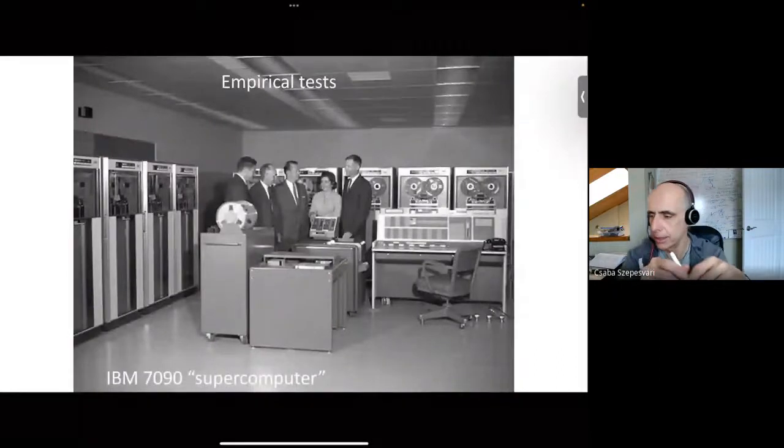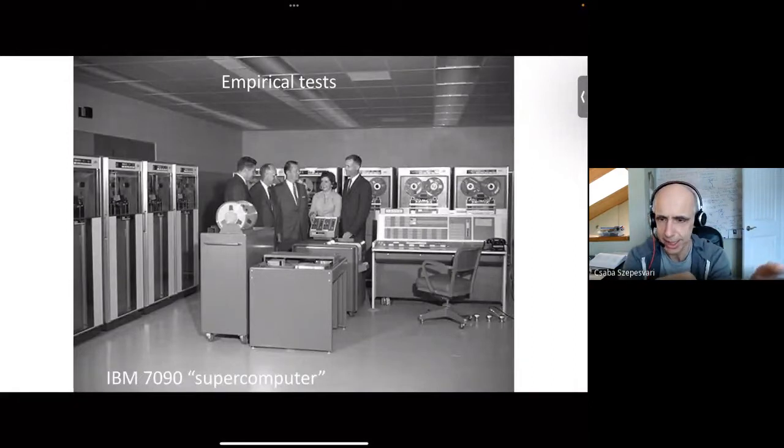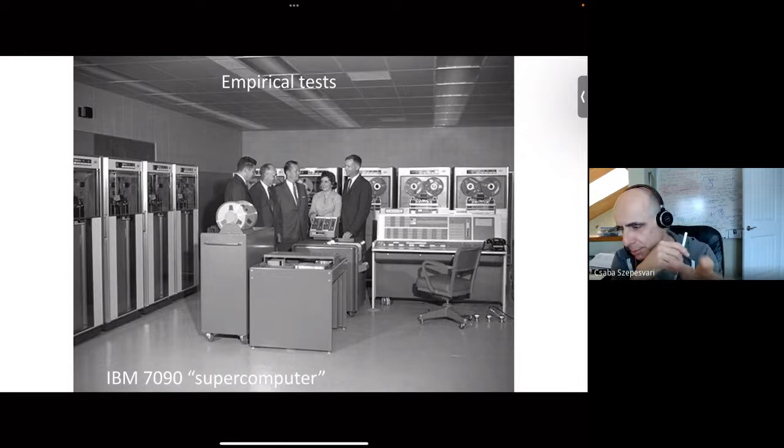We do this theoretically, but a lot of people are running empirical tests. Here you see the IBM 7090 supercomputer of the 1960s, and some other people. These are not the authors, just some picture from the internet. The paper says they ran these experiments on this supercomputer. They wrote the code in Fortran, and it took seconds to minutes to calculate the results.